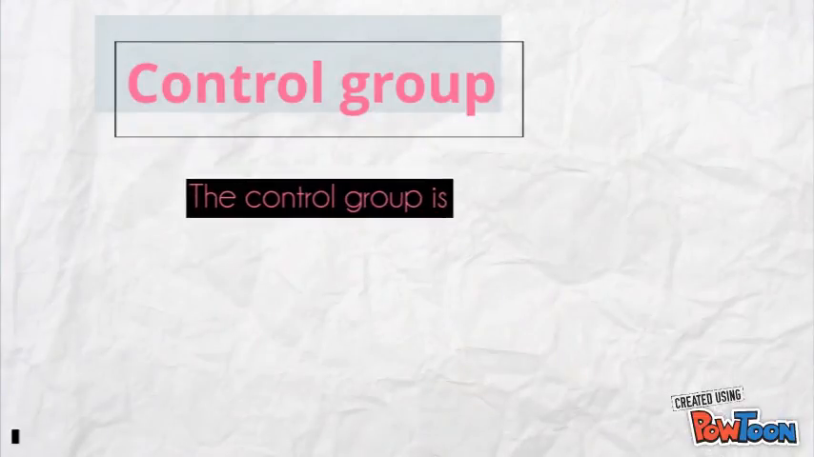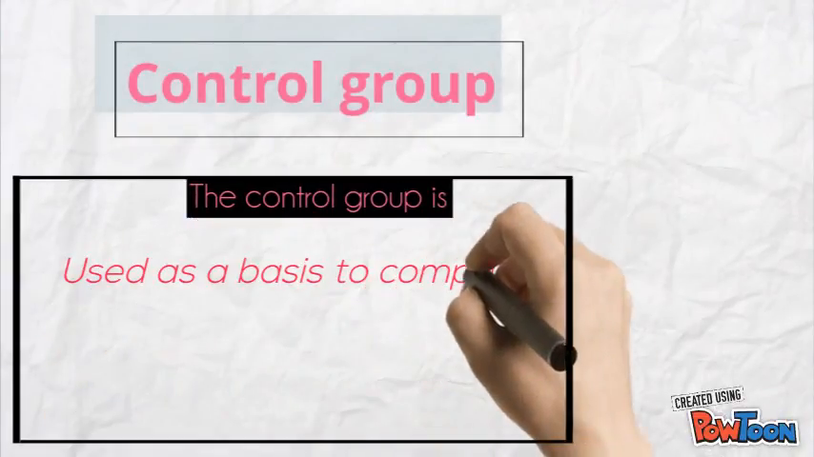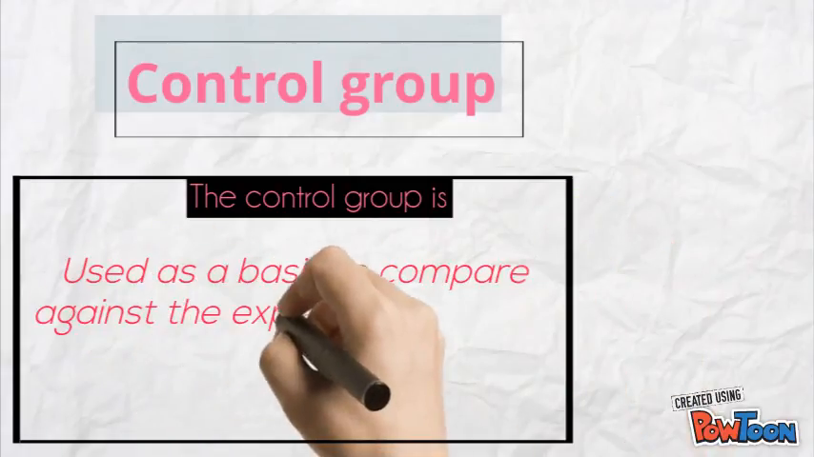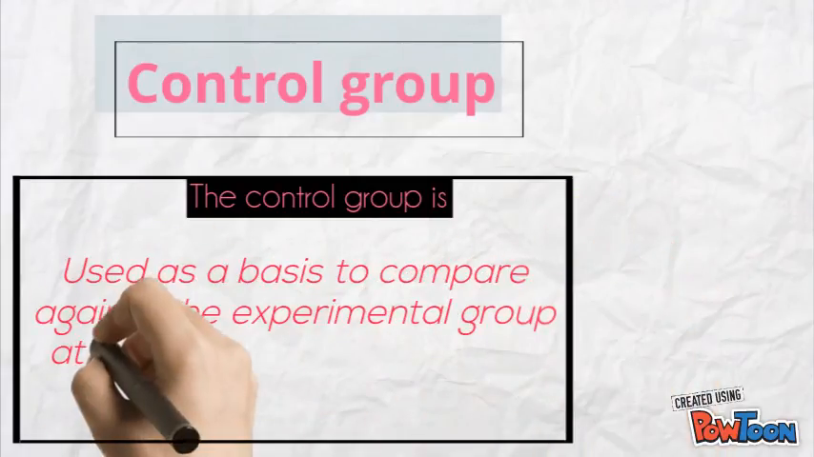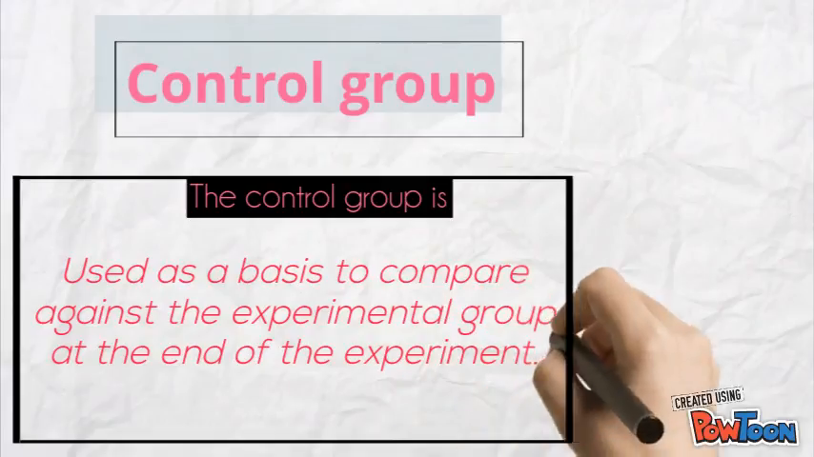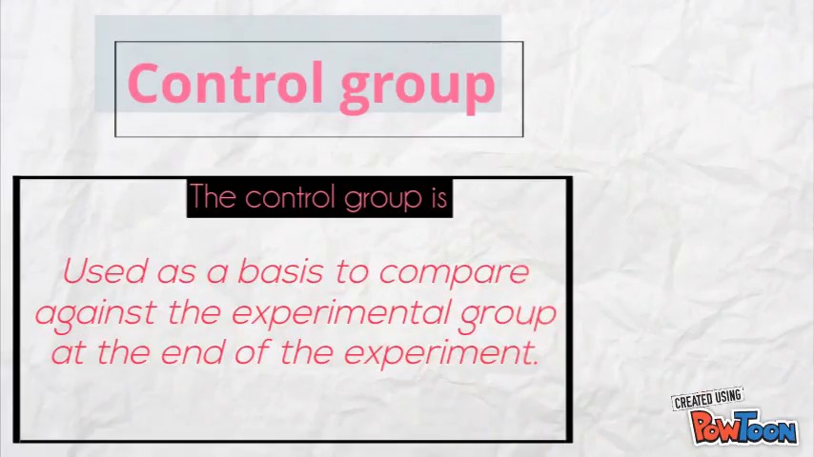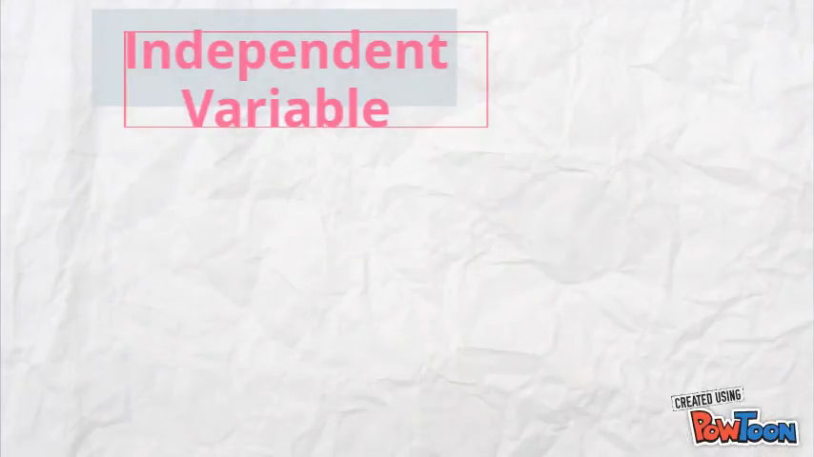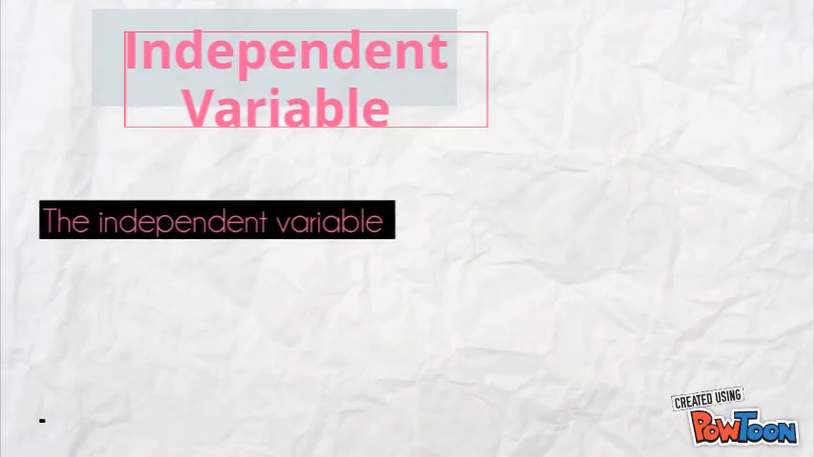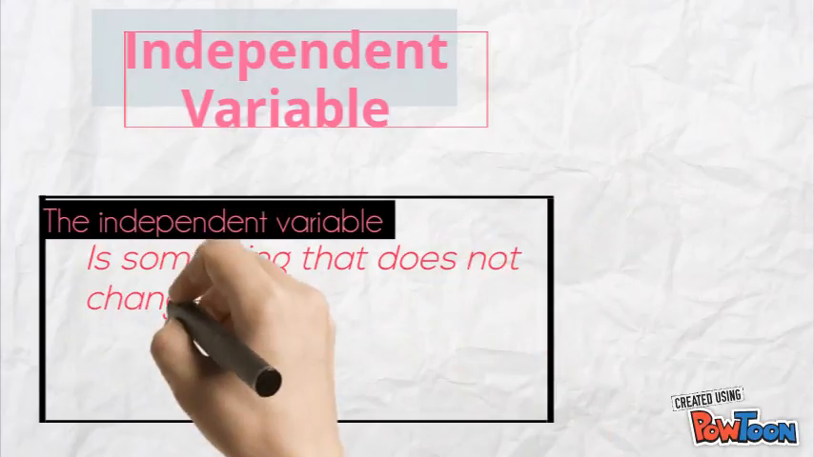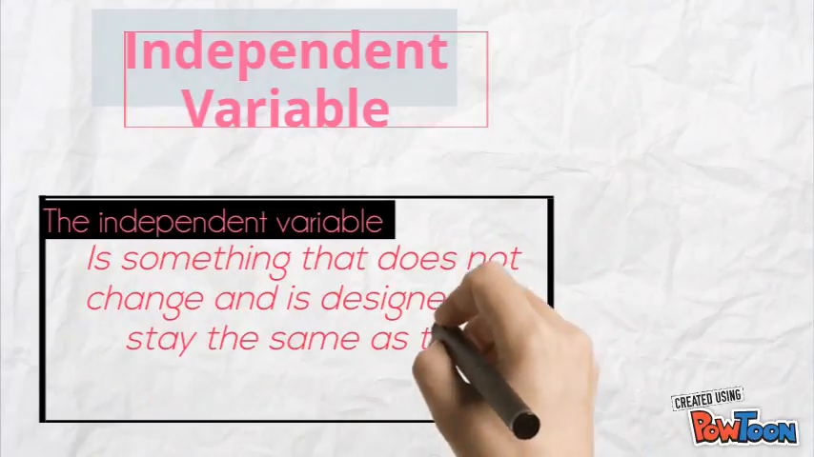The control group stays the same during the experiment. The control group is used as a base to compare against the experimental group at the end of the experiment. The independent variable should be viewed next. The independent variable is something that is designed to stay the same as the experiment takes place.